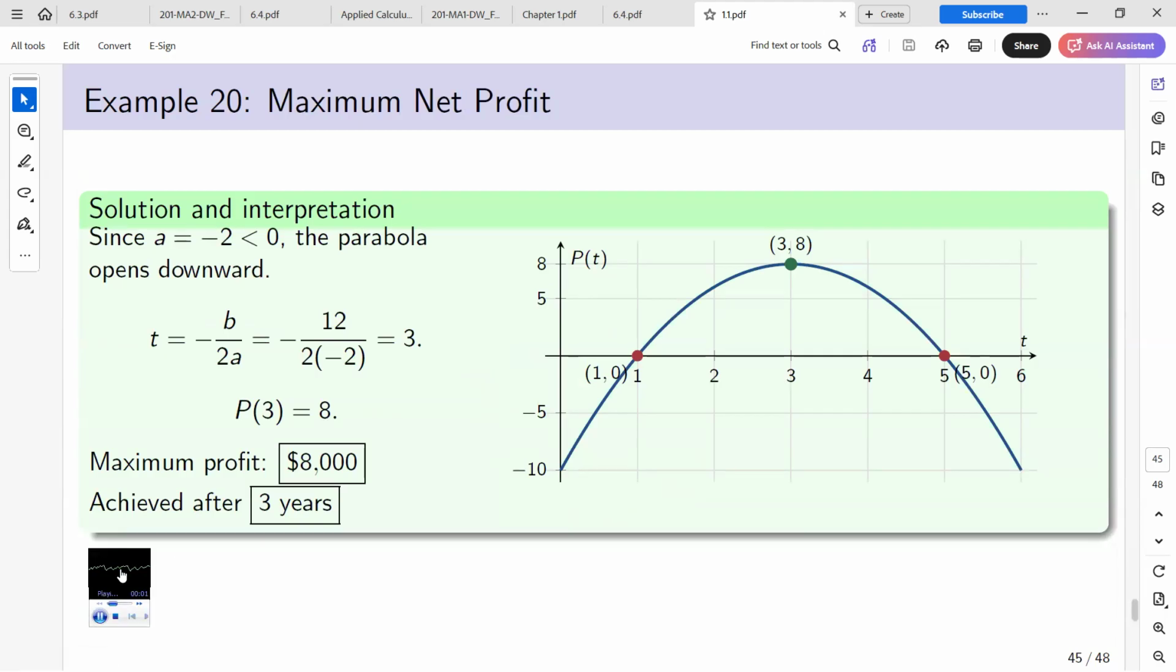Because the parabola opens downward, its vertex gives the maximum. The vertex occurs 3 years after launch, when the projected net profit is $8,000. The graph also confirms both break-even points.